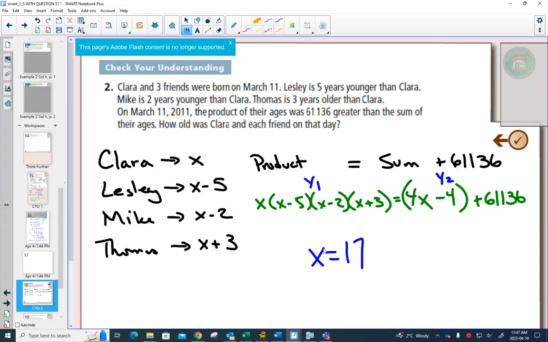What does that mean? What did the question say? How old was Clara and each of her friends now that we figured out x? Clara is 17, Leslie is 12, Mike is 15, and Thomas is 20. And it sure would have been a lot easier if we would have just asked her how old she was.